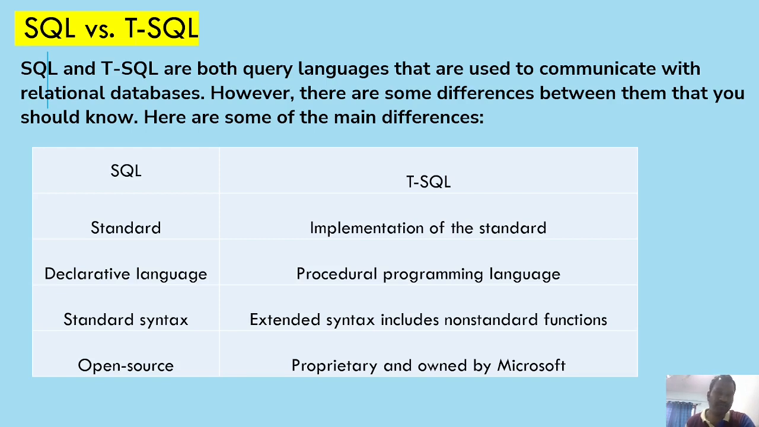Okay, SQL and T-SQL. SQL is a standard query language. T-SQL is an implementation of the standard. SQL is a declarative language; T-SQL is a procedural programming language. SQL has standard syntax; T-SQL has extended syntax that includes non-standard functions. SQL is open source; T-SQL is proprietary and owned by Microsoft. Okay, this is the difference between SQL and T-SQL.